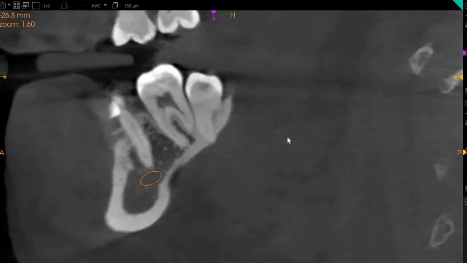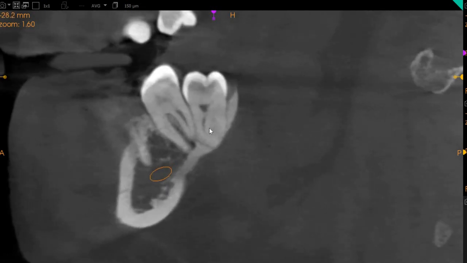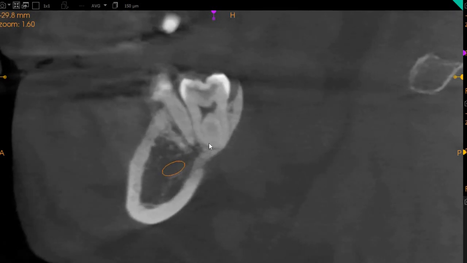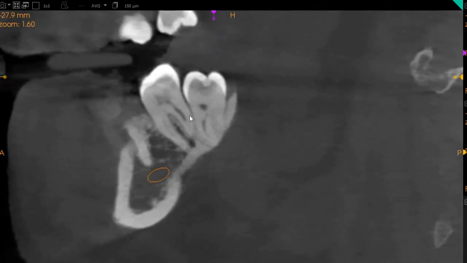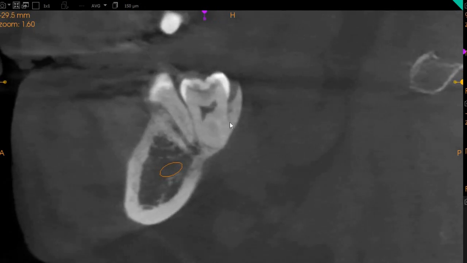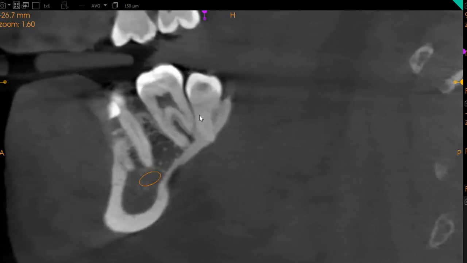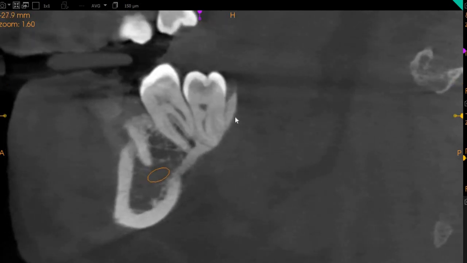This is the sagittal view. Here we explained how the lower left 8 and the lower left 7, their roots are very closely associated. We will not call them fused, but you can very clearly see there's absolutely no space between them. So this is going to be something that our doctor needs to be very well aware of.